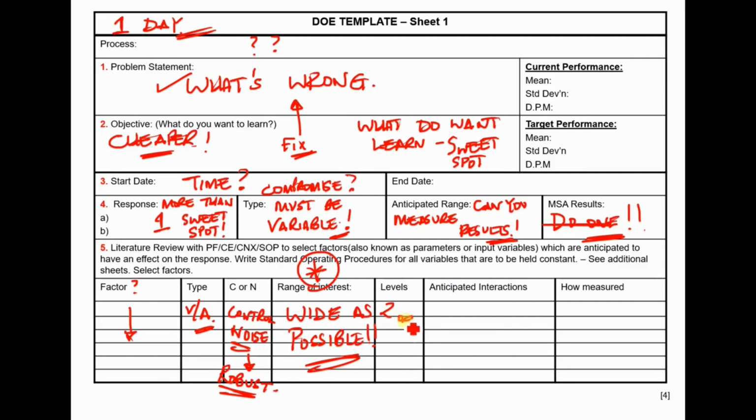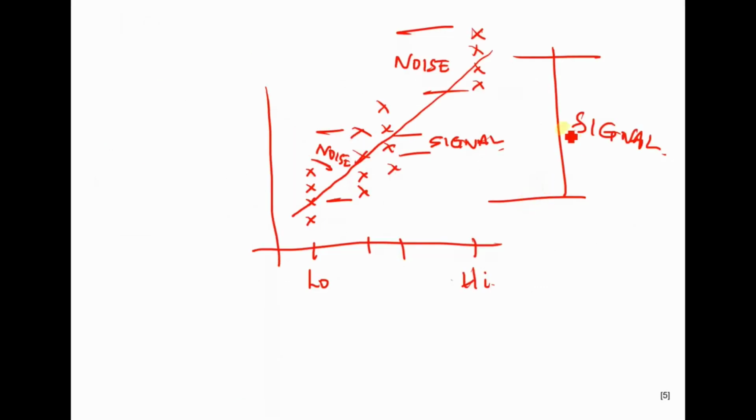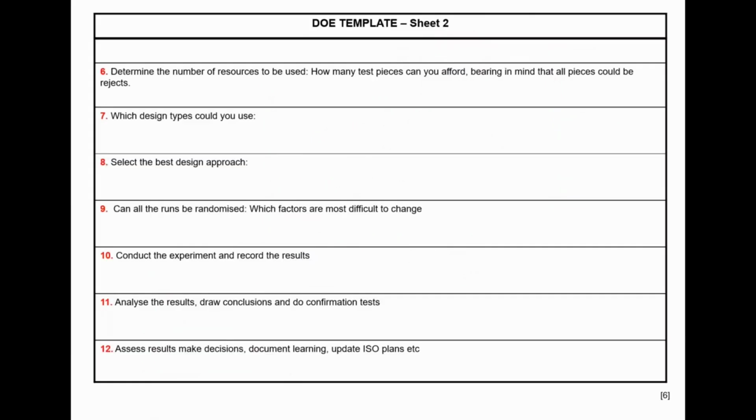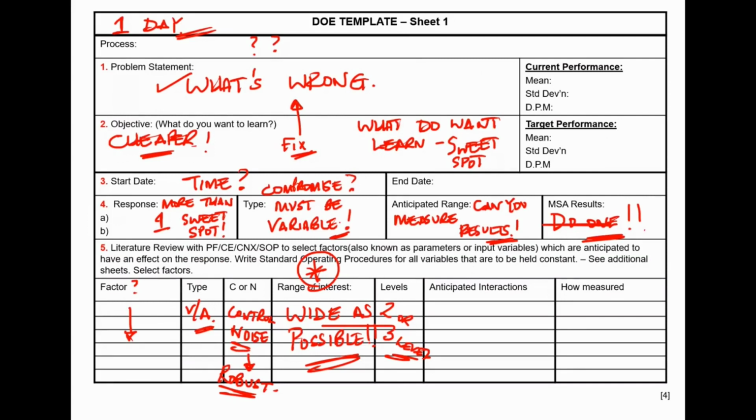Then it asks, what levels have we got? Two level or three level? Let's take a look at why that is. Here, look at two level. I tested at the high, I tested at the low, and the relationship was a straight line. But I could have tested at the high and the low, and the relationship might have been curved. Two points, two levels, is not good enough. In order to pick the curve up, I would do a test known as a three-level test. So do you think the relationship is linear, or do you think it's curved? That's the levels.